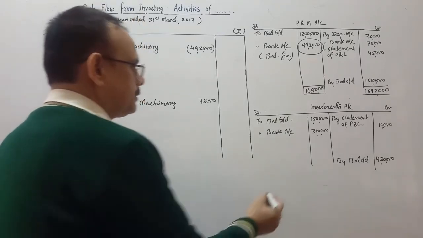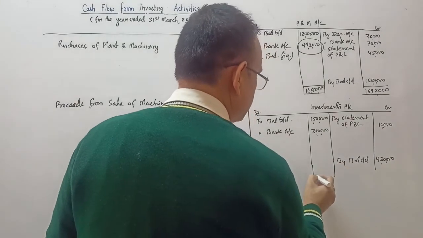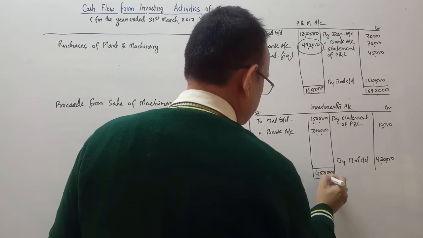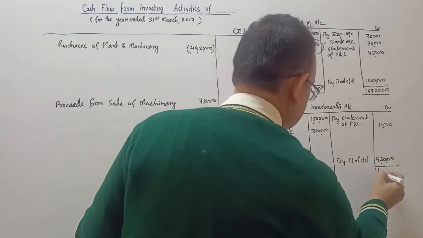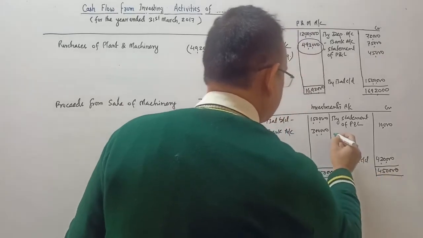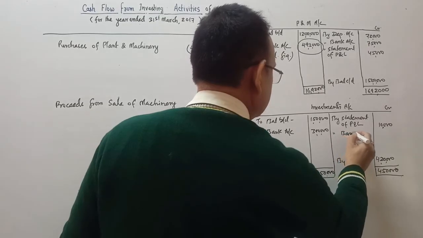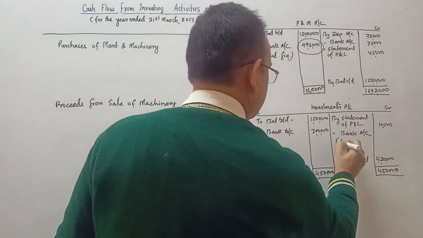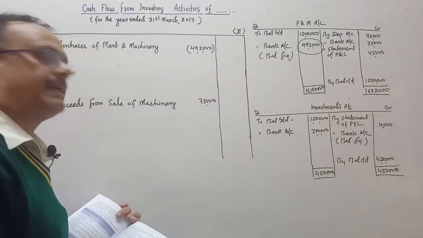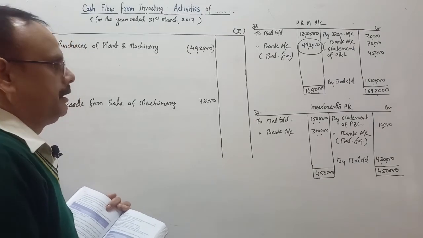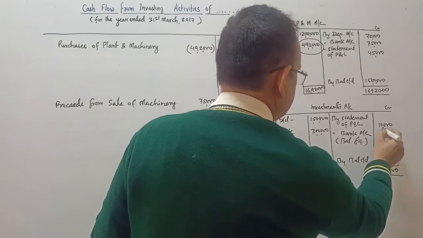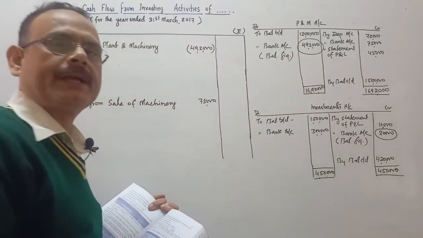Now we will find out at what value the investment is sold. You do the total of the debit side, it is 4,50,000. You write the same total over here, 4,50,000, and here bank account. This will be the balancing figure, the amount at which the investment is sold. So the difference is 20,000. This 20,000 indicates that the investment is sold for rupees 20,000.